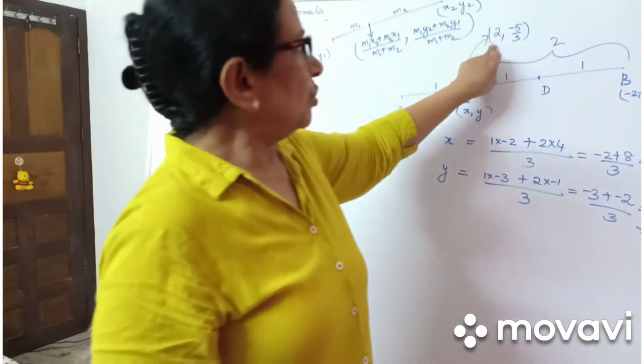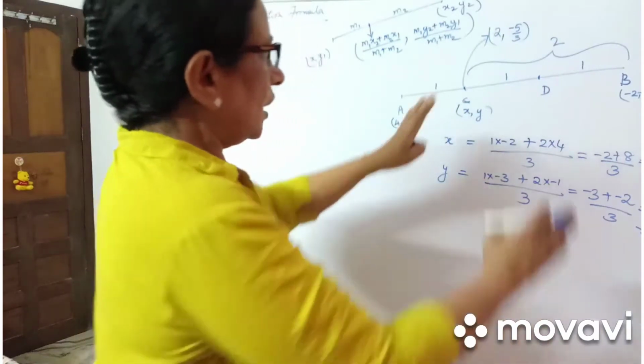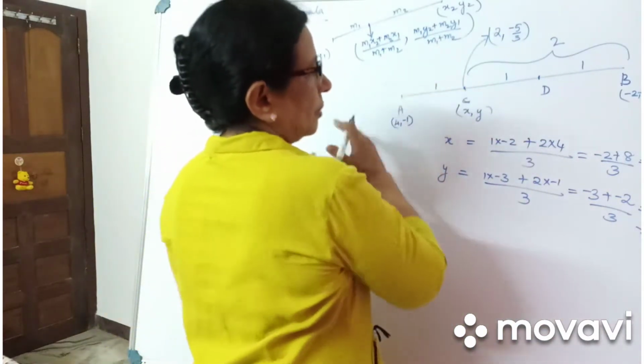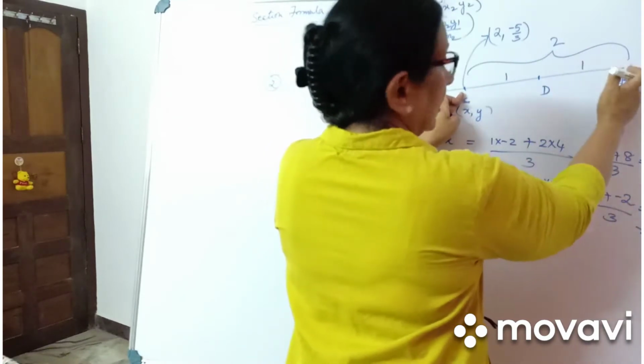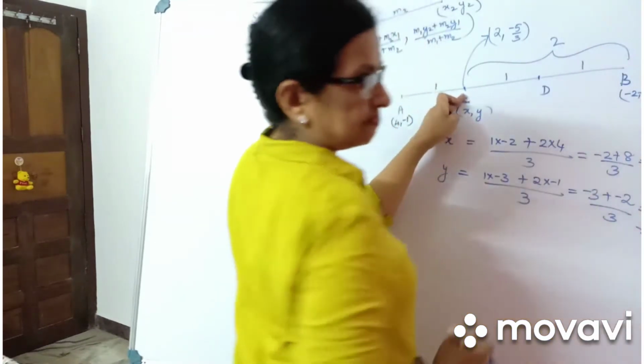Okay, (2, -5/3). Now take only this part.